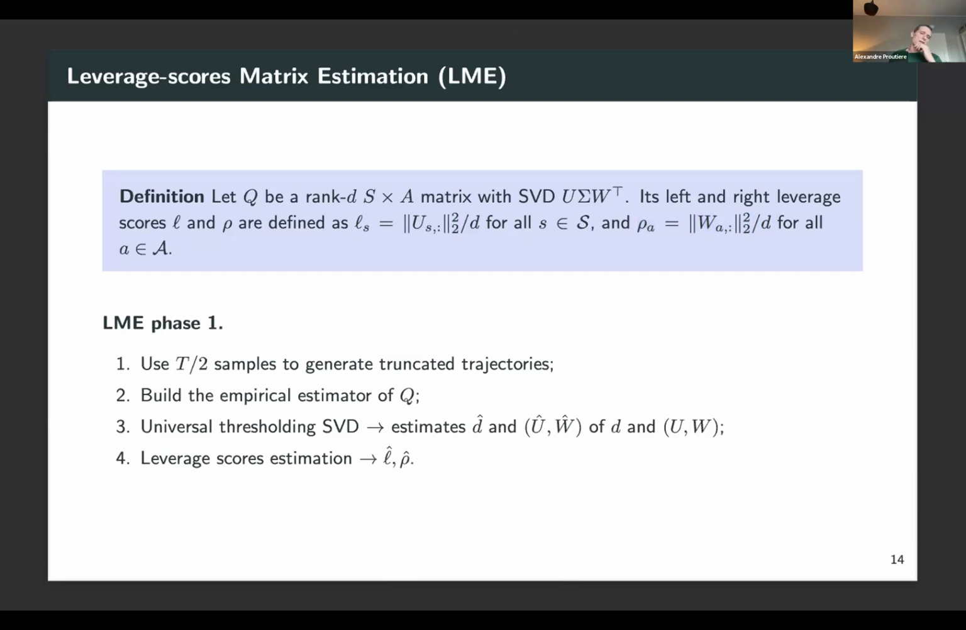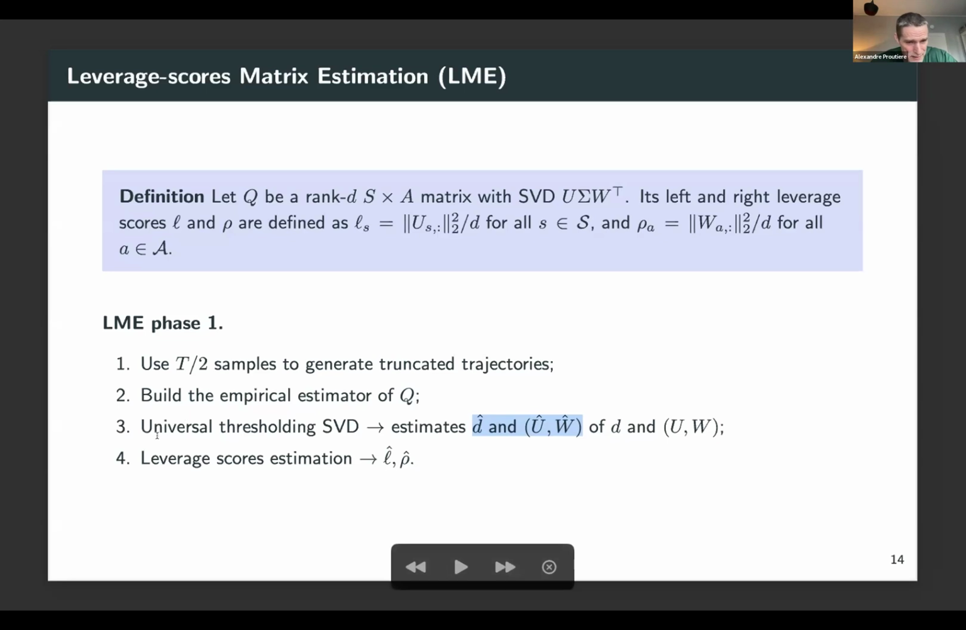So our low rank matrix estimation has two phases. We use half of the budget to essentially generate trajectories. From there, we build a very simple estimator of the Q matrix. We do an SVD with universal thresholding to estimate the rank of the matrix and to estimate its right and left singular vectors.